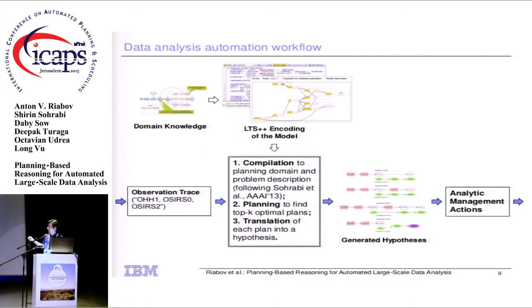Once this model is developed, it's used in the runtime system when we receive observation traces and order them by time of arrival of the observations. We can compile that observation trace together with the encoding of the model into a planning problem, a top K optimal planning problem, following the work by Sohrabi and others in AAAI 13. By solving that planning problem, we receive the plans that we can then translate into the generated hypothesis and use those hypotheses to get the state information for making decisions about which analytic actions to initiate, which additional analysis needs to be performed to provide better situational awareness for the doctor, for example, or the network administrator.